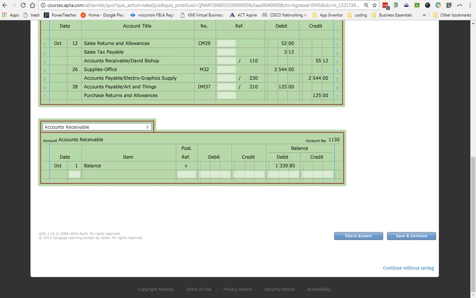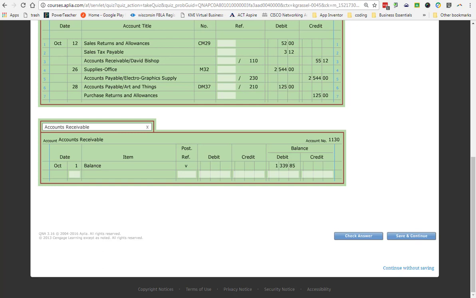So we have 3 ledgers now: general, accounts receivable, and accounts payable. The accounts receivable and accounts payable put together is called your subsidiary ledger. Those are key vocabulary words that you're going to have in this chapter.